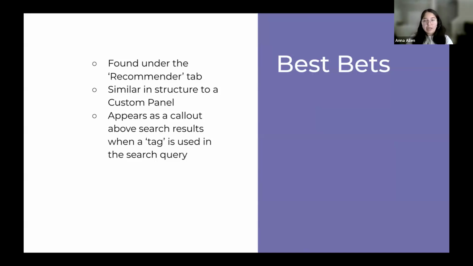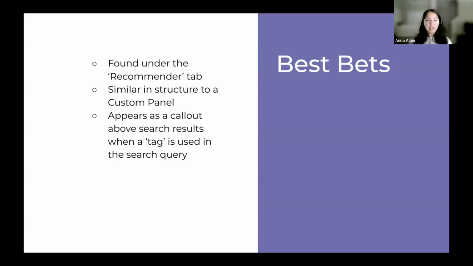But the difference between best bets and the panel is that this appears as a call out above the search results as opposed to on the right-hand pane. And best bets are only triggered when a specific tag or a specific keyword is used in the search query. I also want to mention, I won't discuss it in this presentation, but the Recommender tab, I highly recommend, of course, that you go check that out because it also has the database recommender and SpringShare integration. So all three of those features under the Recommender tab have been really helpful for us. But right now I'm just going to talk about best bets.